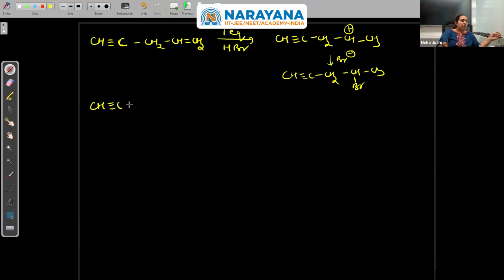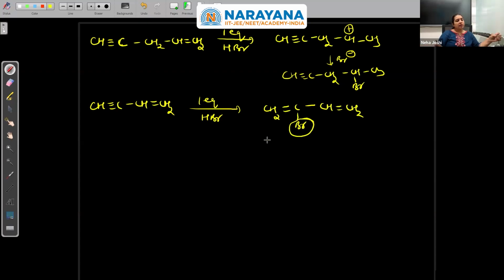But if the triple bond and double bond are in conjugation, then please remember that alkyne is the one which is adding the electrophile. This is only when the double and triple bond are in conjugation. Otherwise, it is the double bond which will add the electrophile first. Correct? I hope this is all good.